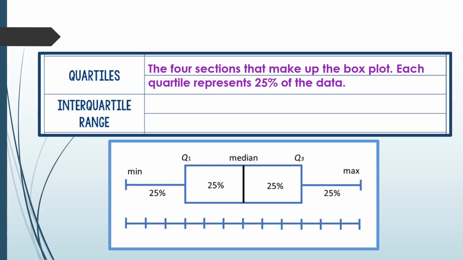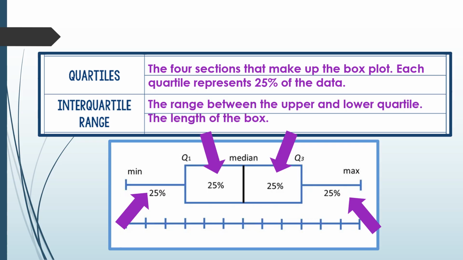Quartiles, the 4 sections that make up the box plot. Each quartile represents 25% of the data. Notice though in the box plot that they are evenly spaced. That is not always the case. It'll have 25% of the data in each part, but some parts may be wider than others when the data is more spread out. 25%, another 25%, another 25%, and the last 25% of the data values are in those 4 sections.